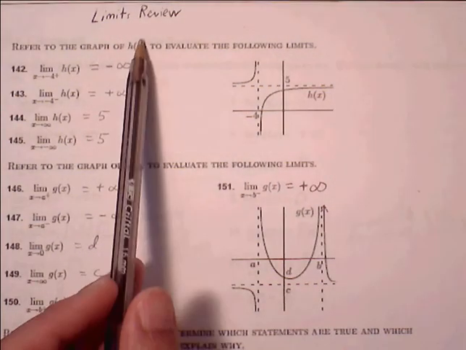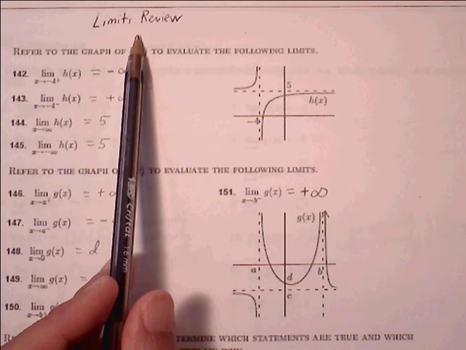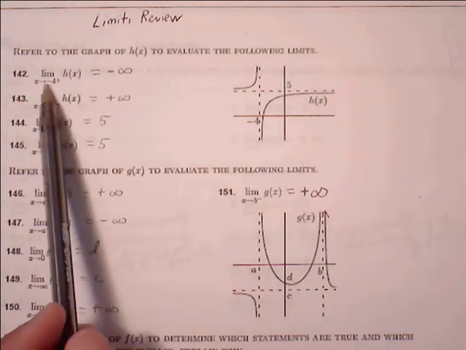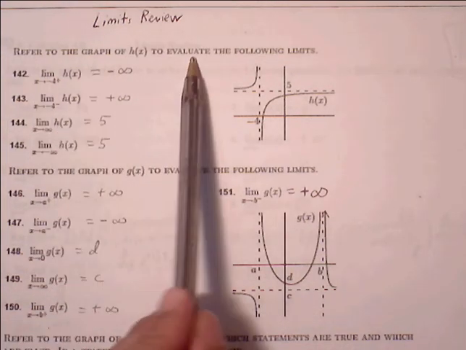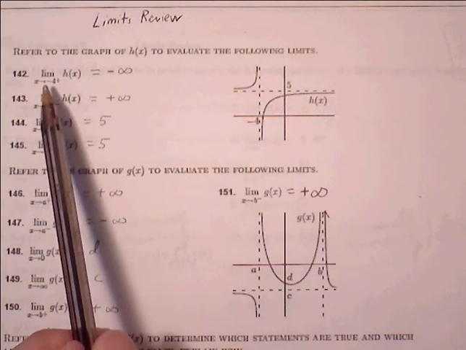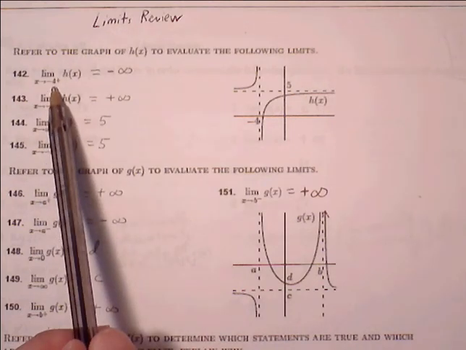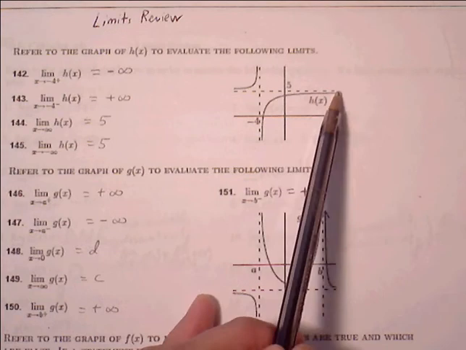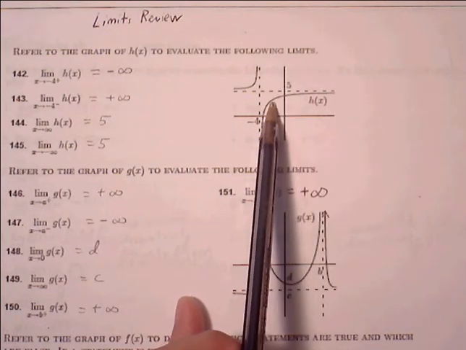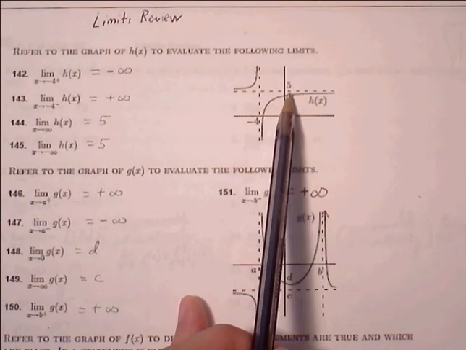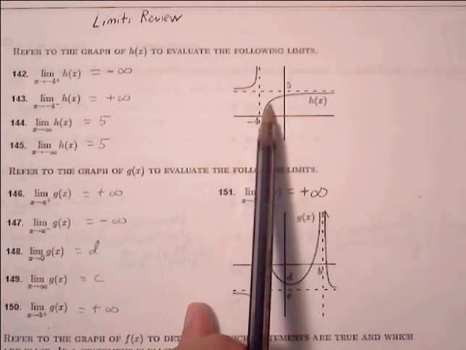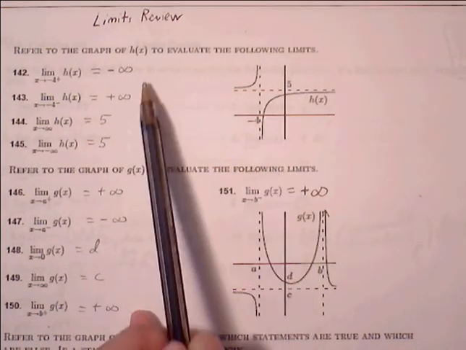All right, we're looking at the back page of the Chapter 1 Limits Review Worksheet. It says refer to the graph to evaluate the following limits. So, limit as x approaches -4 from the right side of -4. So here's -4. We're approaching -4 from the right side of -4. We're doing a one-sided limit. We're just concerned about this right branch here. And we see the graph is going down to -infinity.